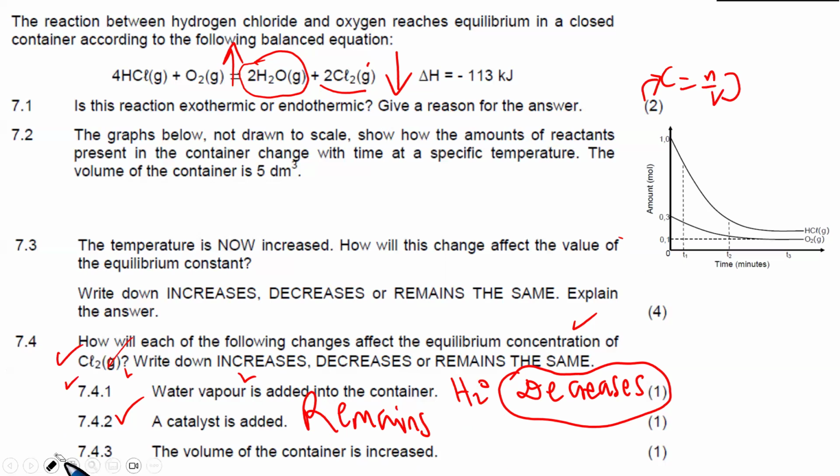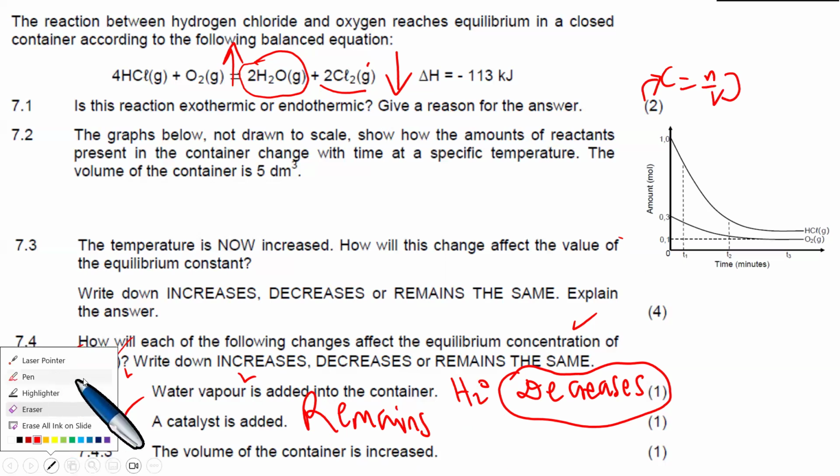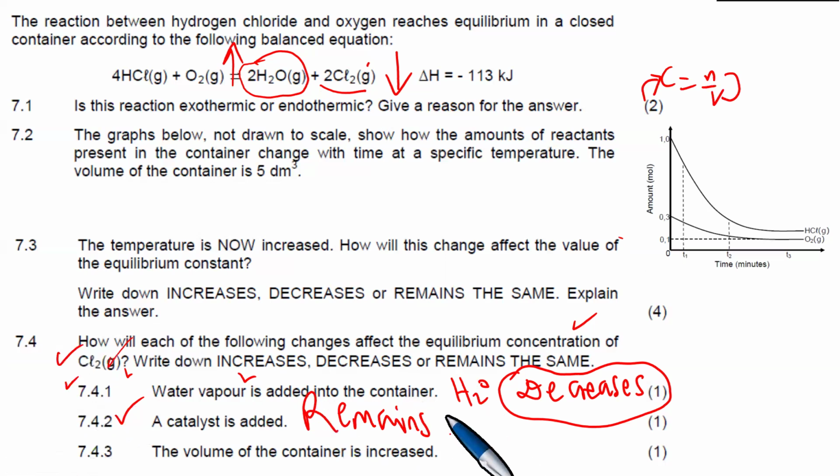Remains the same. So can you please repeat again? Okay, good. Right. So at this point, we are effectively saying that what is happening here? A catalyst is added. If in this reaction mixture a catalyst is added, what does the catalyst do? A catalyst speeds up the rate of the reaction without taking part in the reaction. So at this point, it's going to increase the rate of the reaction.